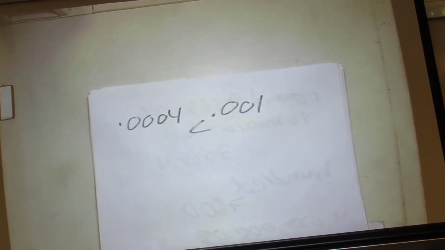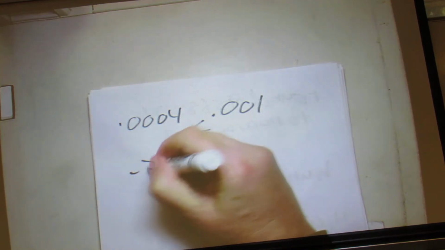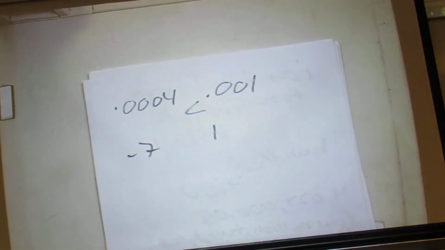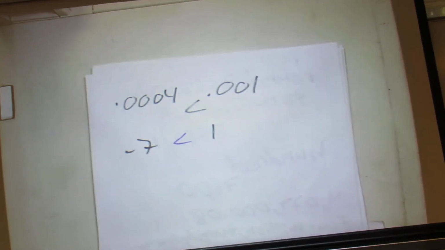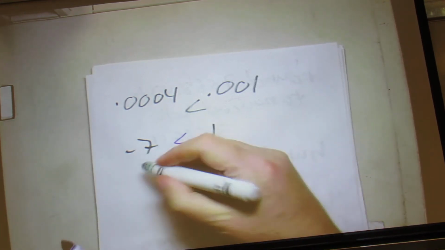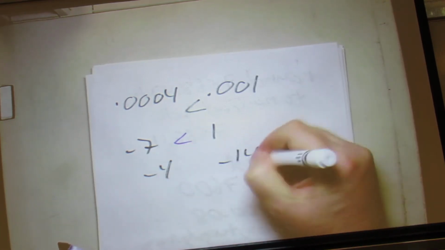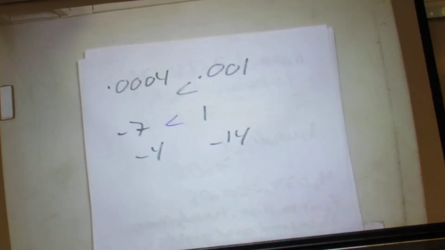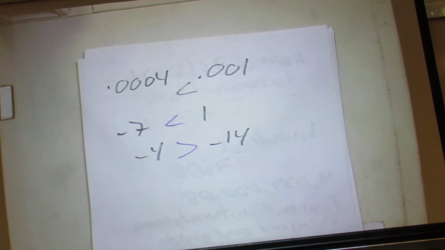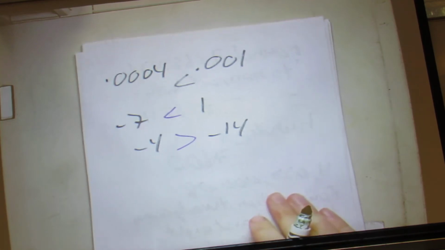If we have negative 7 compared to 1, 1 is positive, 7 is negative, so we know it's less than. If we have negative 4 and negative 14, negative 4 is bigger than negative 14 on a number line because it is to the right.